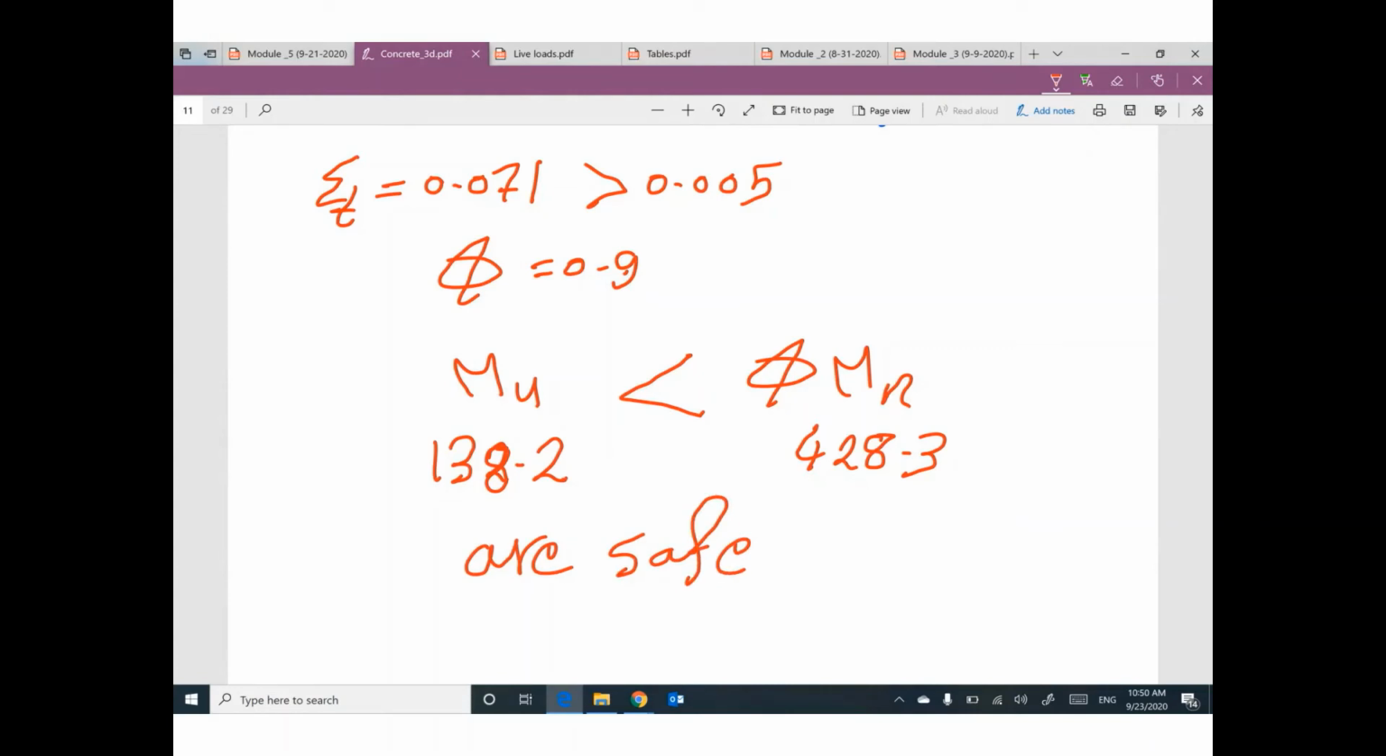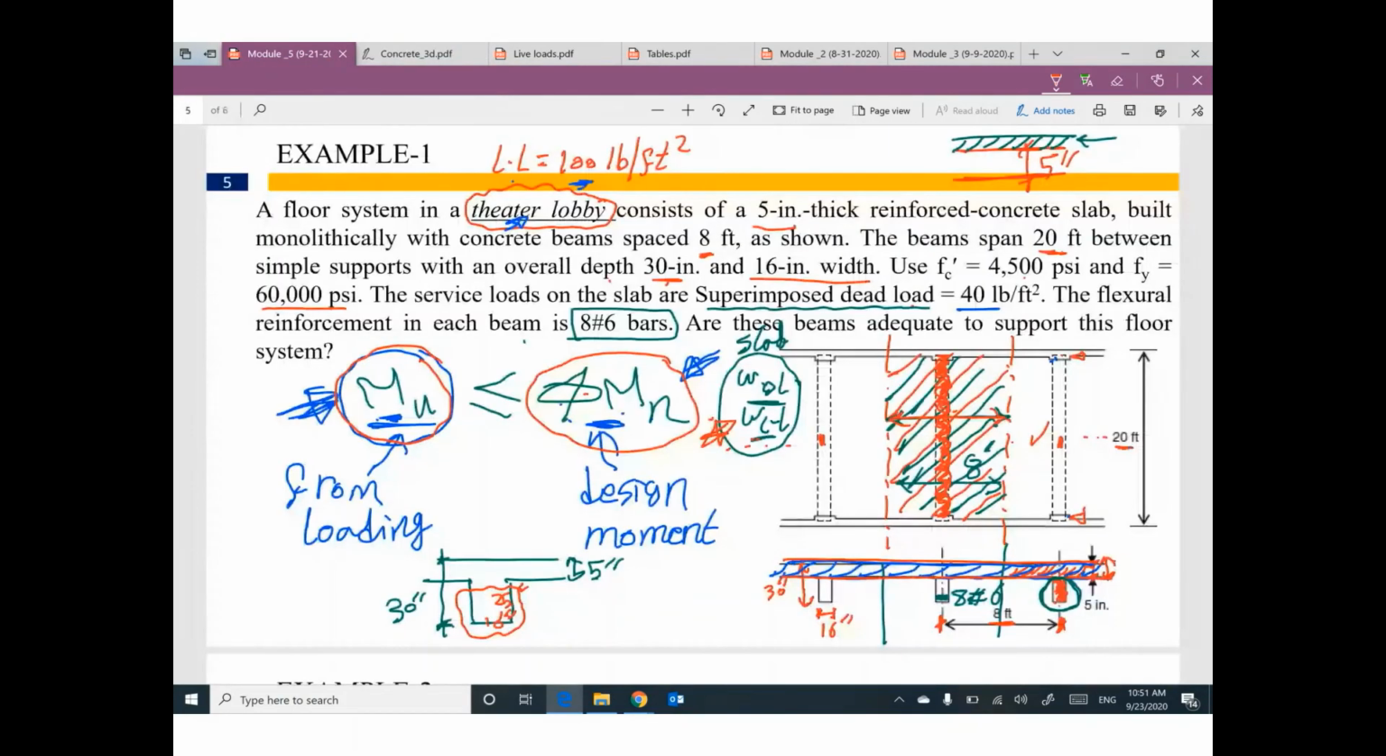Actually, we are more safe because the applied moment is 138, but the resisting or the design moment can support up to 400. So we are more safe. Probably we can decrease the concrete depth from 30 to 25, probably decrease the amount of steel reinforcement, whatever the decision. But anyway, the problem asked, do you think these beams are adequate to support this floor? Yes.